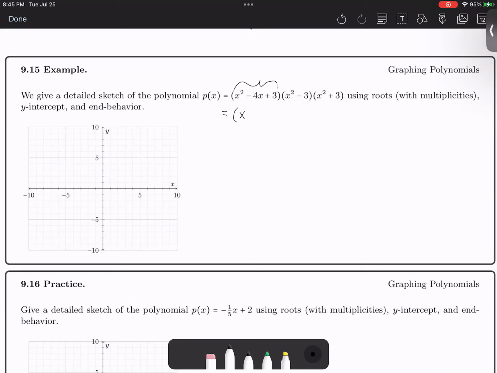This is going to factor as x minus 1, x minus 3. And pause the video, double check me on that. All right, this factor here, it's not going to factor nicely, but you can use the quadratic formula to show yourself that the two zeros are plus and minus square root 3. So x minus square root 3, x plus square root 3.